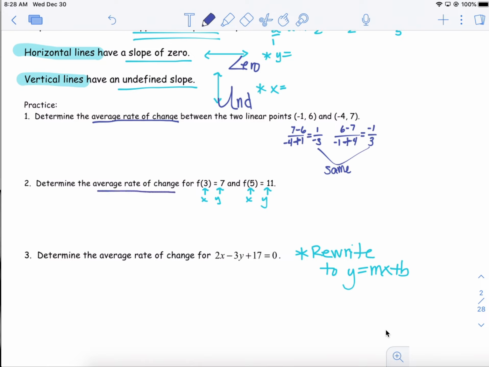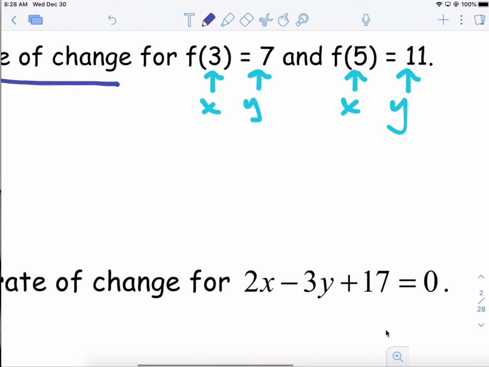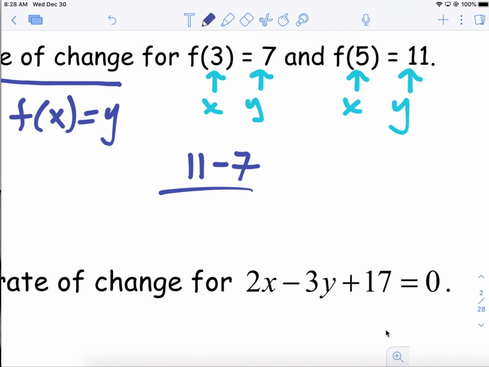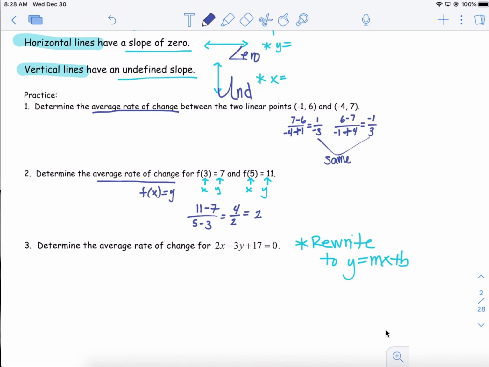It says determine the average rate of change for f of 3 equals 7 and f of 5 equals 11. I'm only going to do this one way. Reminder that the y's are what it equals. The f of x is what's on the inside. So if I rewrite it like this to show you. Okay. So in this problem, I would do 11 minus 7 on top. And if I start with 11, I have to start with its x. So 5 minus 3. 11 minus 7 is a 4. 5 minus 3 is a 2, and we always simplify. My slope between those, my average rate of change, is a 2. Last one at the bottom, determine the average rate of change from this equation.